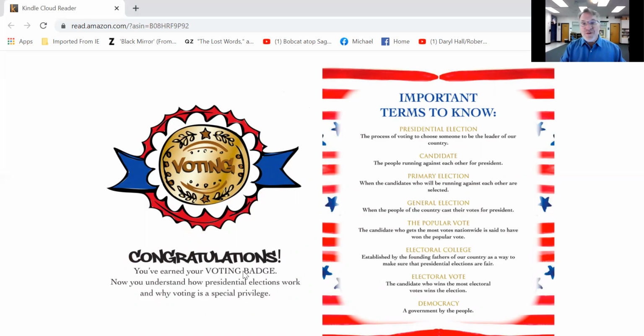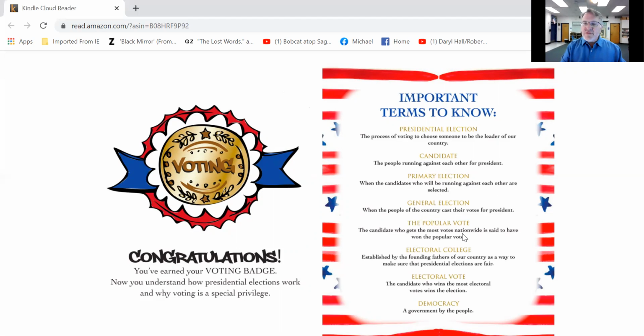You've earned your voting badge. So, important terms to know: the presidential election, the process of voting to choose someone to be the leader of our country. Candidates, the people running against each other for president. Primary election, when the candidates who will be running against each other are selected by the two major parties, Republican Party, Democratic Party. The general election, when the people of the country cast their votes for president, the popular vote.